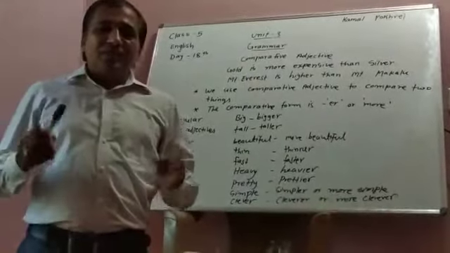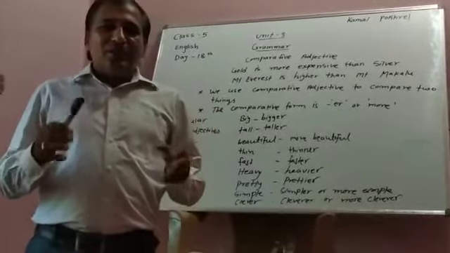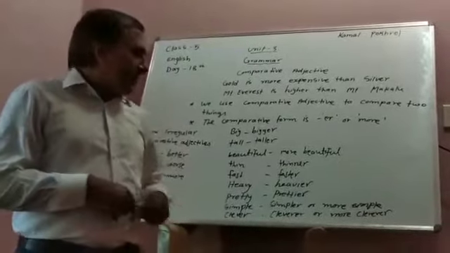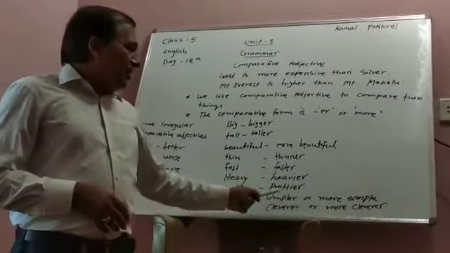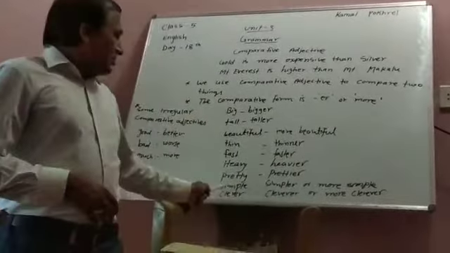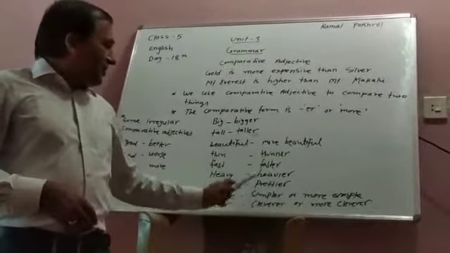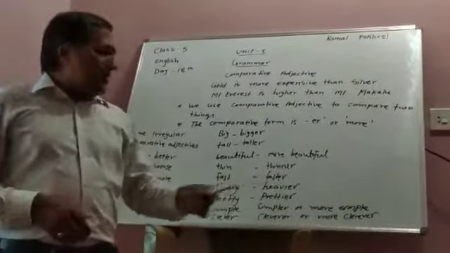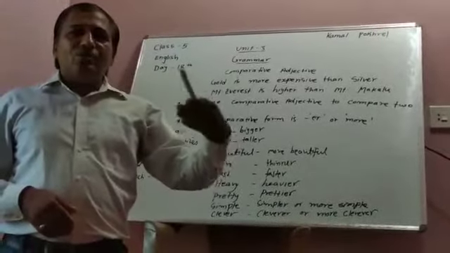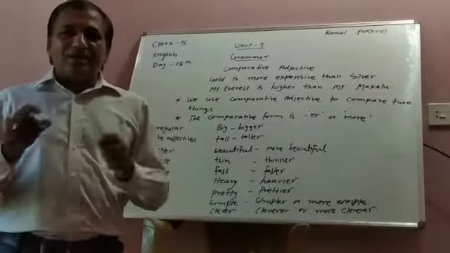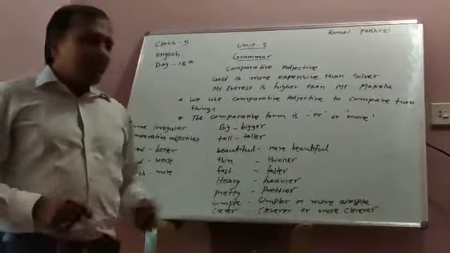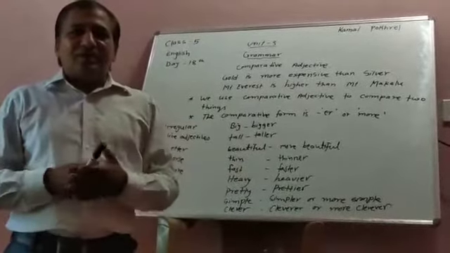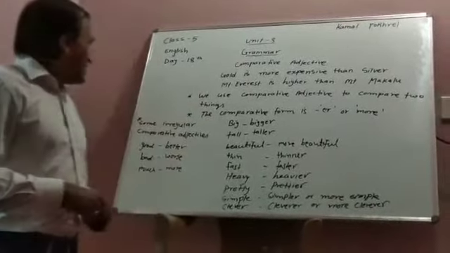But there are some adjectives for which we can form the comparative by adding er to the main adjective or by using more. Example, simple, simpler. Either we can make simpler or we can make more simple. Both are correct. Similarly, clever: either you can make cleverer or you can make more clever. Both are right.